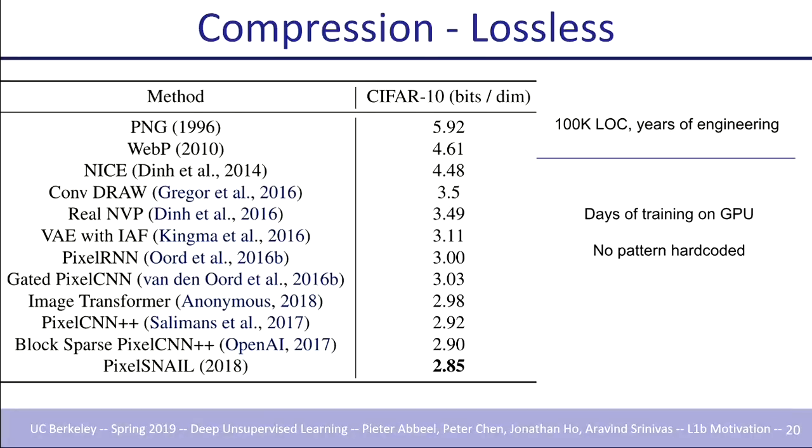And so when we measure here, for images, the number of bits needed per dimension, so red could be a dimension, green, then blue, and then red, green, blue of the next pixel, and so forth. Number of bits per dimension, PNG uses almost 6 bits per dimension, WebP, another standard, 4.61. But then, and this was after many, many years of thinking about how to do compression, the learning-based approaches are able to get down to half the number of bits needed to compress the same image and achieve the same quality. Of course, you can do even better if you're willing to do lossy compression and lose some reconstruction capability.